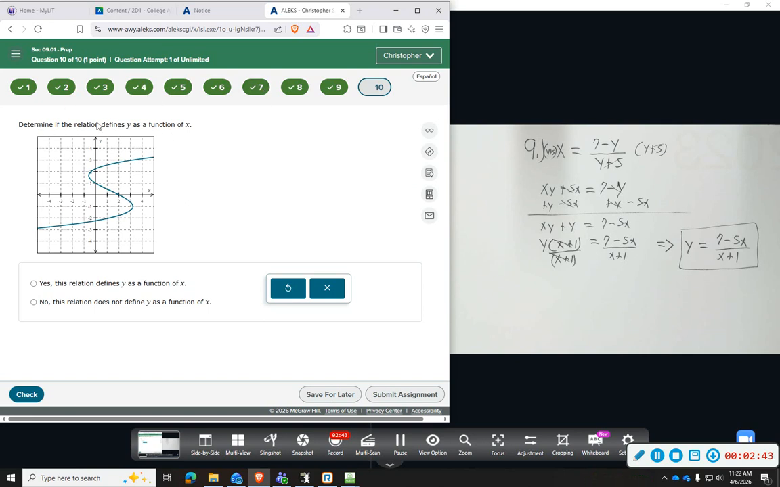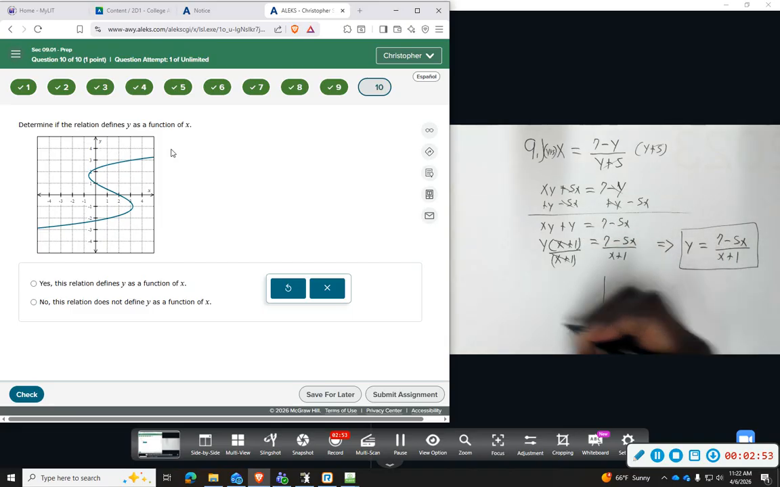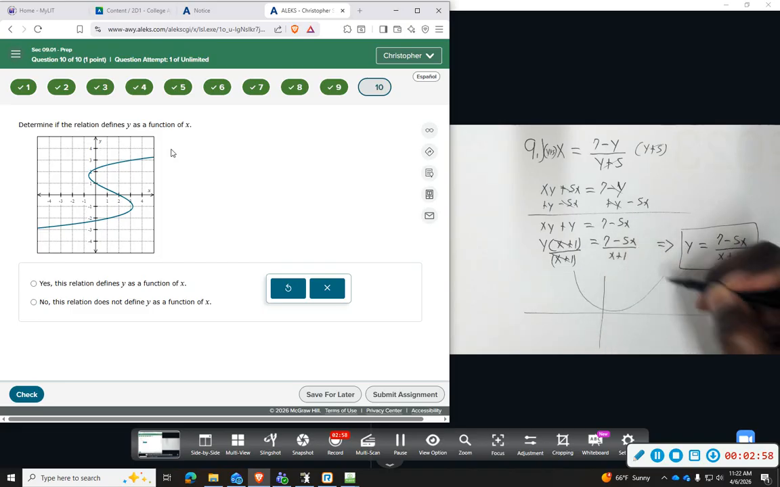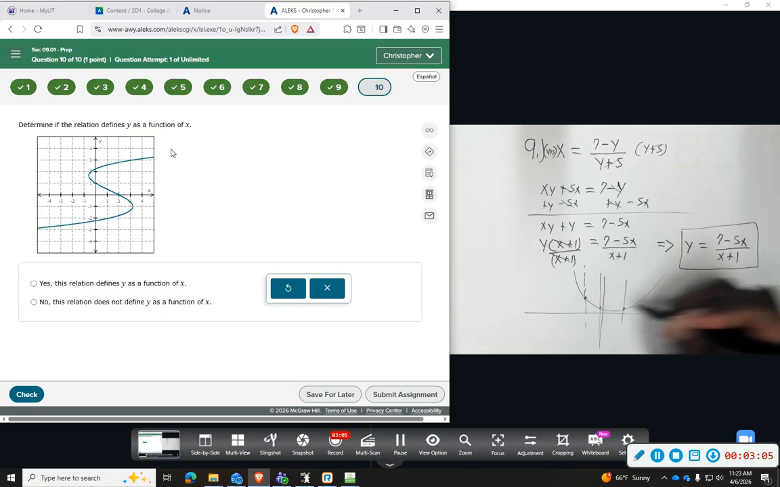Number 10, we want to determine if the relation defines y as a function of x. Okay, so when you talk about a graph being a function, it has to pass what we call a vertical line test. So if you have a function like this and we draw a vertical line, it should only cross one time, no matter where you draw that vertical line. Okay. If you have a function and it crosses twice, it's not a function, okay? Because you have 2 x values going to the same y value.